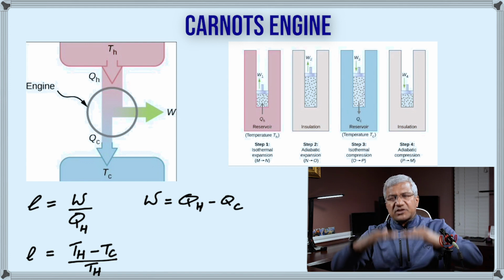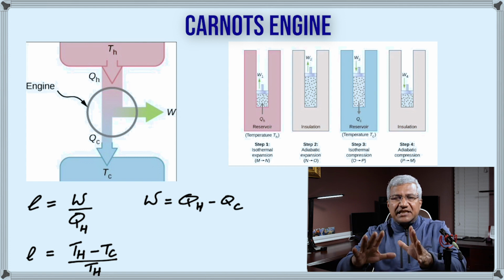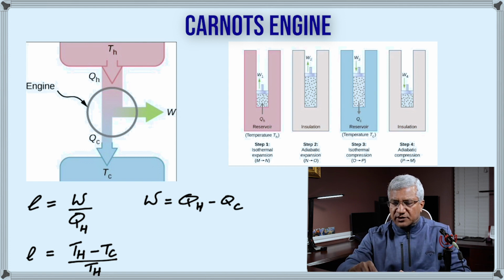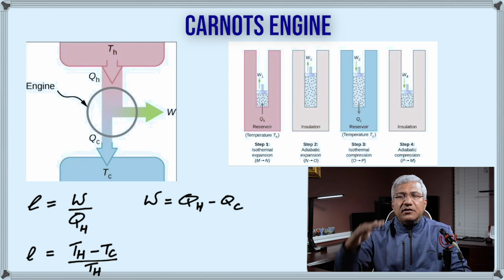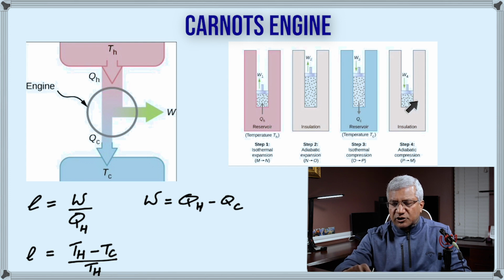So when we compress the gas, it gives out heat to the cold object. So heat QC is rejected to the cold object. But before the complete compression is done, we now insulate it and complete the cycle, bringing the piston back to its initial position from where it started. So if you look at this and you look at this, they are in the same position. So this is adiabatic compression.